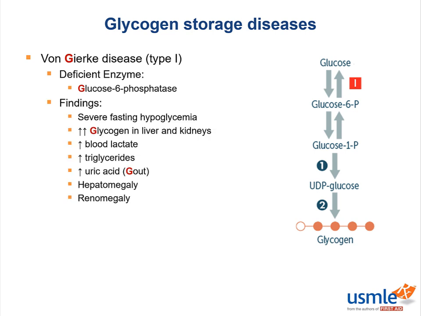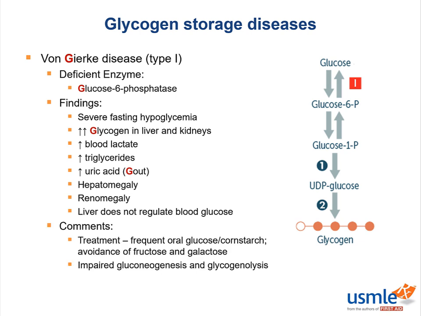So our findings would include severe fasting hypoglycemia, increased glycogen in the liver and kidneys, increased blood lactate, increased triglycerides, increased uric acid, which could manifest as gout, hepatomegaly, and even renomegaly. The liver doesn't regulate blood glucose, and so then treatment would be to have frequent oral glucose or cornstarch plus the avoidance of fructose and galactose. Von Gierke's disease impairs gluconeogenesis and glycogenolysis.